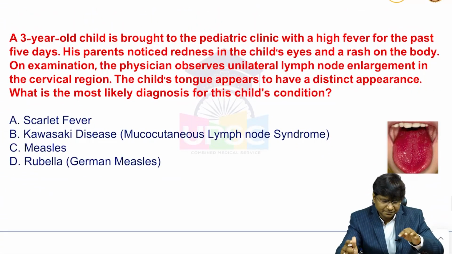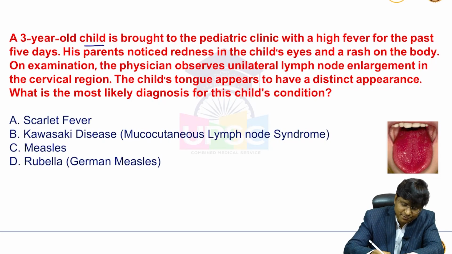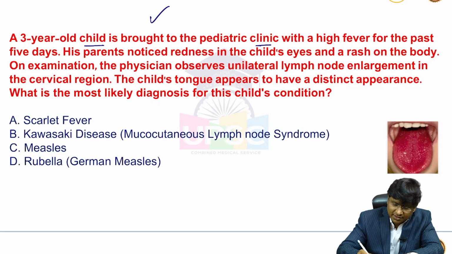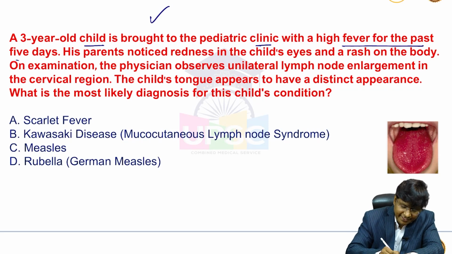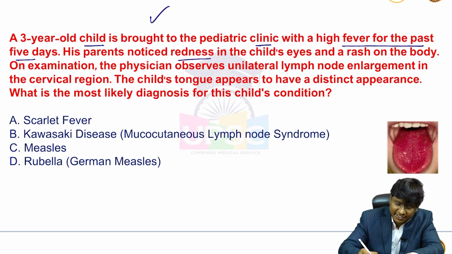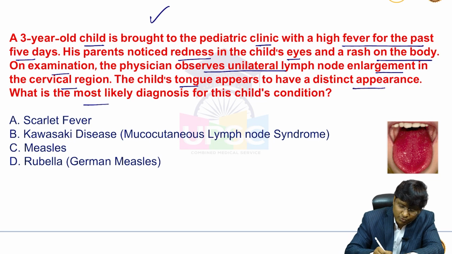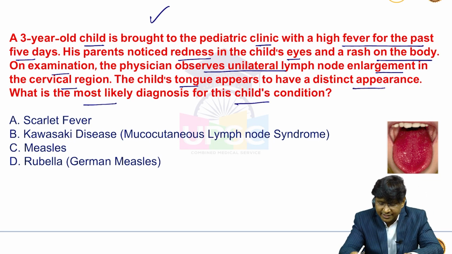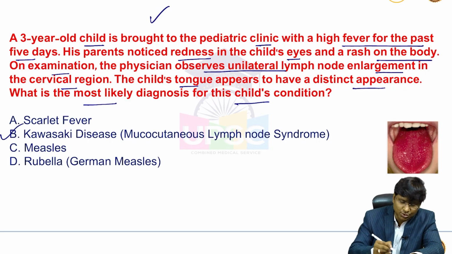You see this question. A 3-year-old child is brought to the pediatric clinic with high fever for the past 5 days. His parents noticed redness in the child's eyes and a rash on the body. On examination, the physician observes unilateral lymph node enlargement in the cervical region. The child's tongue appears to have a distinct appearance. What is the most likely diagnosis for this child's condition? Scarlet fever, Kawasaki disease, measles, and rubella. So the entire clinical picture is suggestive of Kawasaki.